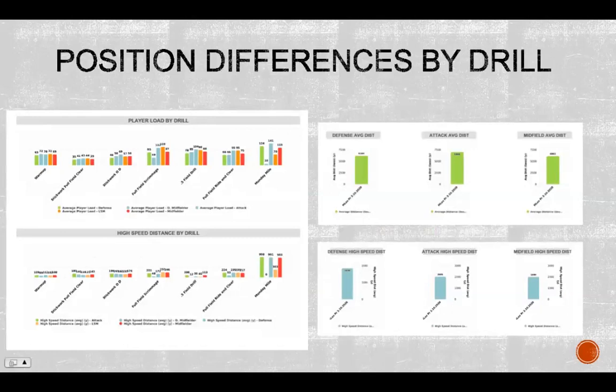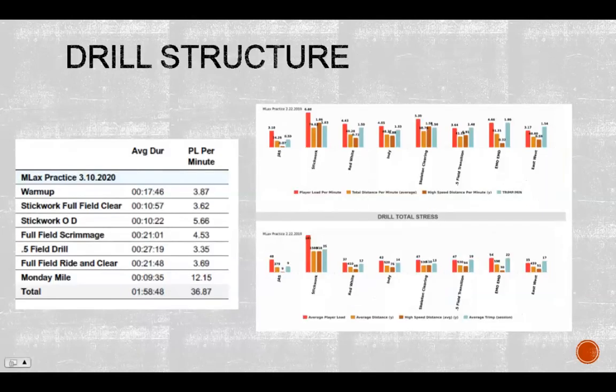And then lastly, looking at position differences by drills. So here on the left, those are our tag drills for that day. And then it's broken into defense, long stick midi, D midfielder, midi, and then attack. And then we're looking at the player load and the high speed distance within each one of those drills. And then here on the right, we're looking at defense, attack, midfield for high speed distance and average distance broken down. So now drill structure.